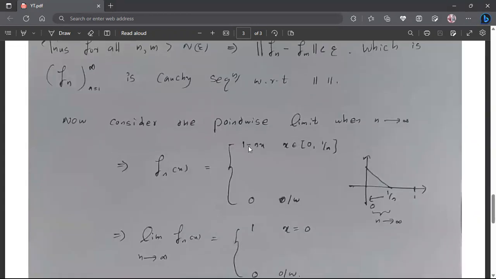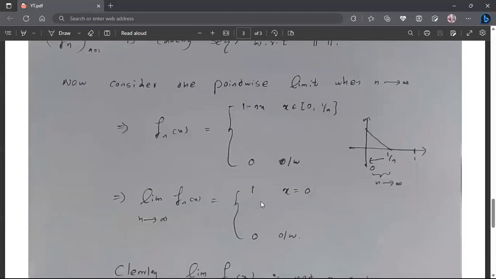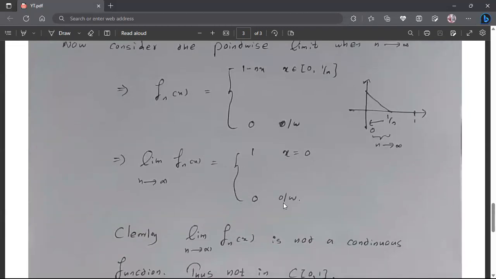Okay, now we consider the pointwise limit of the function. What is the pointwise limit? When n tends to infinity, this endpoint goes to 0. When you plug infinity there, we get 0, since this 1 over n value gets closer to zero when n tends to infinity, so this straight line comes along with the vertical axis, then we get the function value as 1. That is why I put 1 here. So when x is equal to 0, the function value is 1, otherwise it's 0.